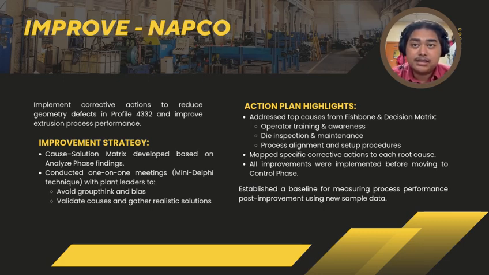To avoid bias and encourage honest input, the team used the mini Delphi method, holding one-on-one meetings with plant leaders instead of group discussions. By the end of this phase, all corrective actions were fully implemented. The team then began collecting new data to compare performance before and after the improvement.